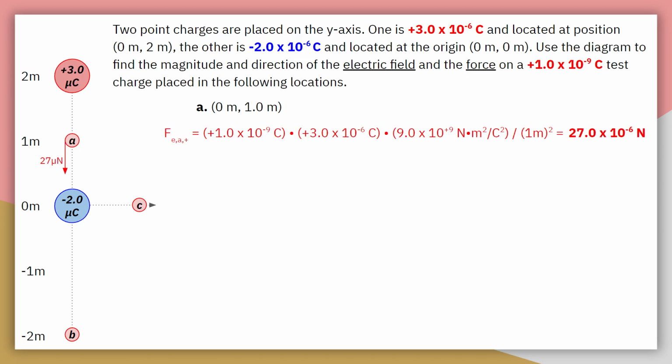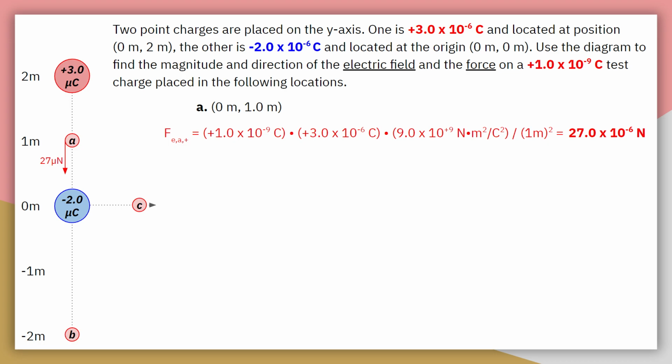So we use Coulomb's law, where the first charge we're using, the positive 1.0 times 10 to the negative 9th coulombs, that is the charge of the test charge. We multiply that by the positive 3.0 times 10 to the negative 6 coulombs, that is the charge of the positive point charge. We multiply that by Coulomb's constant, and we divide that by the distance between those two charge points, which is 1 meter, and we square that. That will be 2.7 times 10 to the negative 5th power newtons, but I'm just going to be changing that a little bit to 27.0 times 10 to the negative 6 newtons.